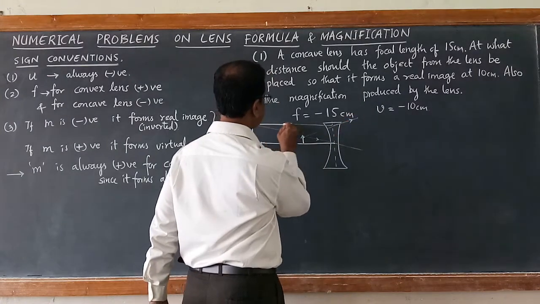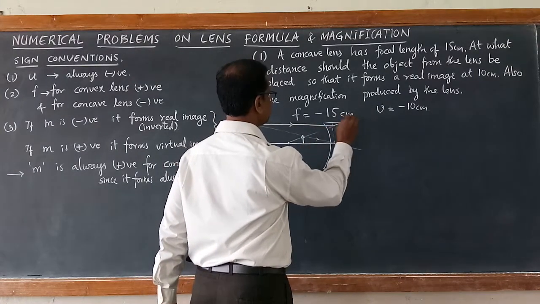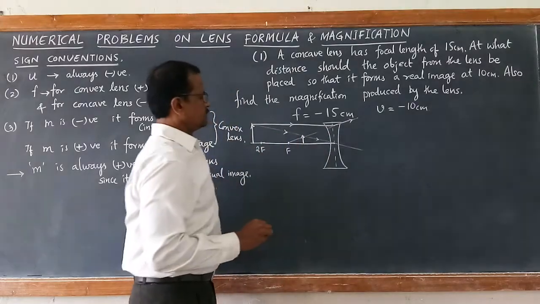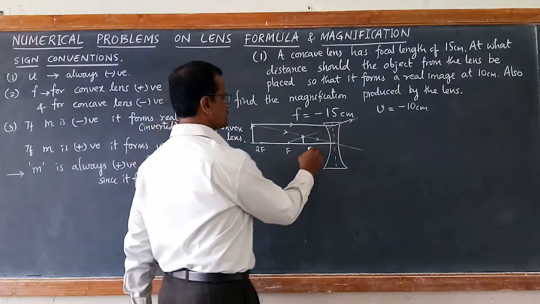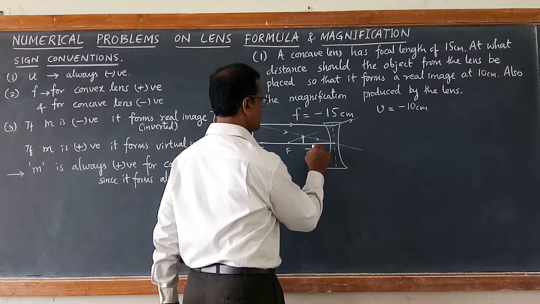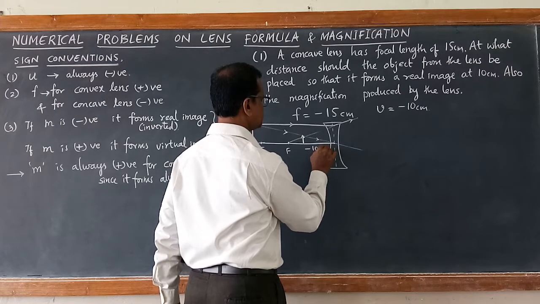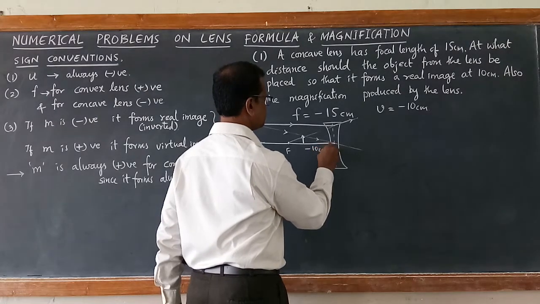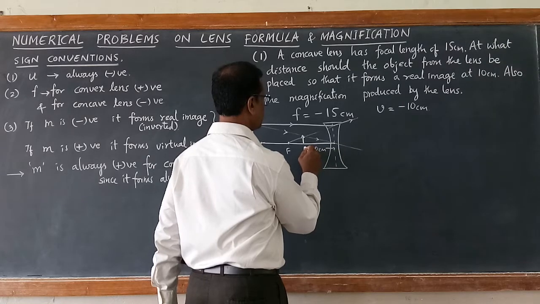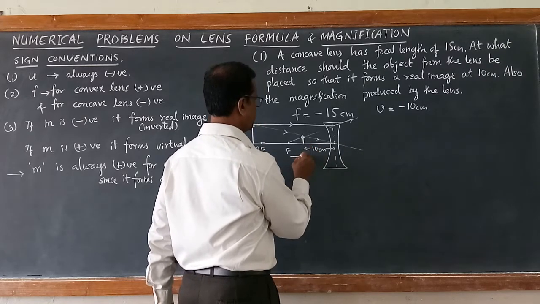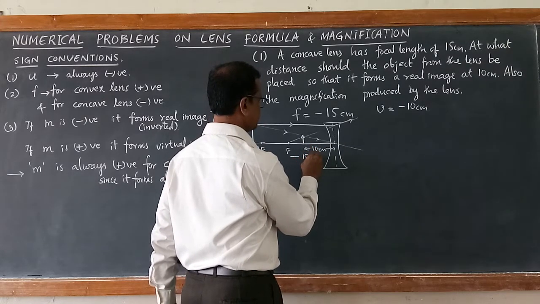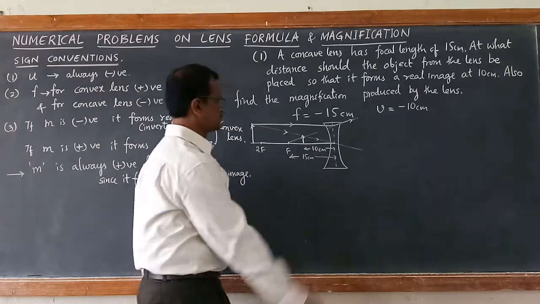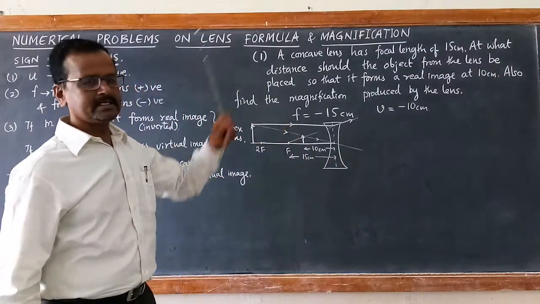Just for your revision. Now this is the image distance. Image distance is 10 centimeter. V equal to 10 centimeter and focal length is 15 centimeter. These are the given things. You are asked to find the object distance.